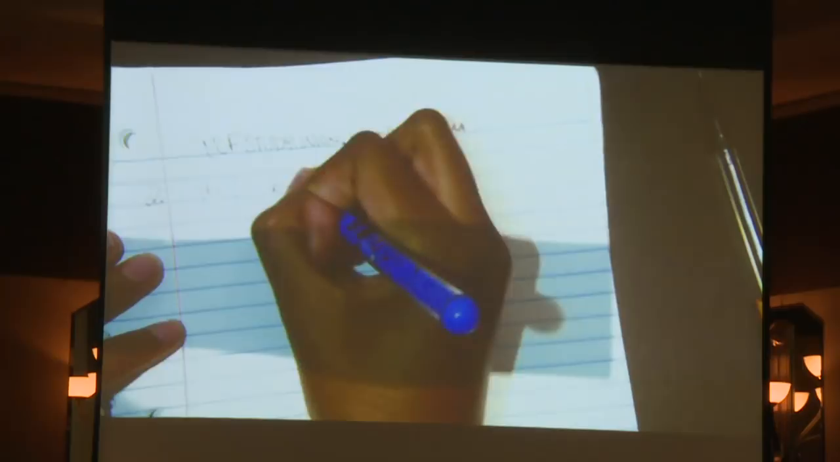Can you guys see okay? If it gets to a point where you can't see, please let me know because I'm not looking up there frequently. So if you can't see, just ask me to move it up.